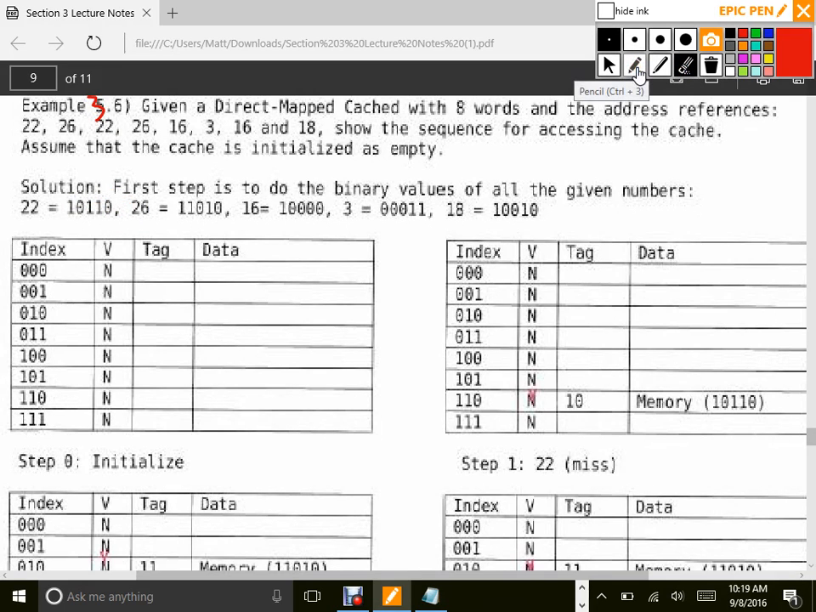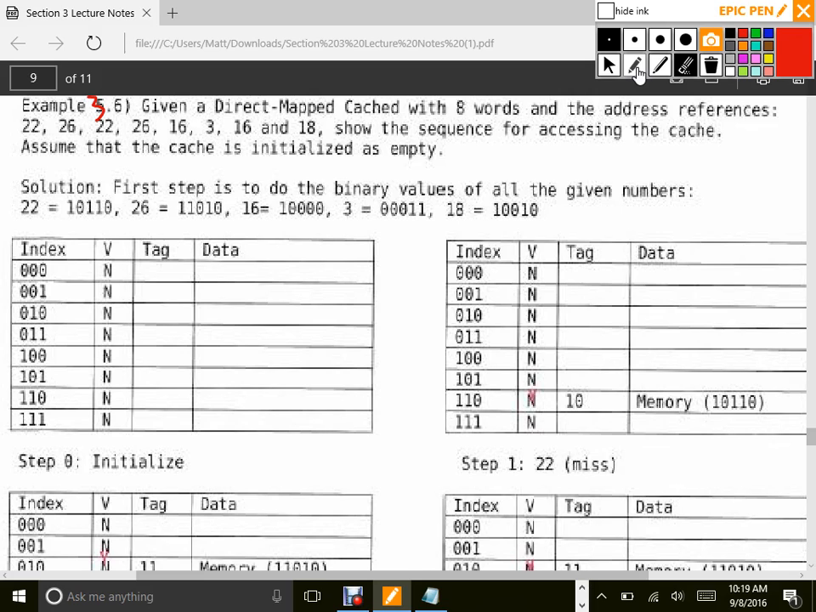So 22 is 10110. 26 is 11010. 16 is 10000. 3 is 00011. And 18 is 10010. I would expect you to be able to do that on an exam.